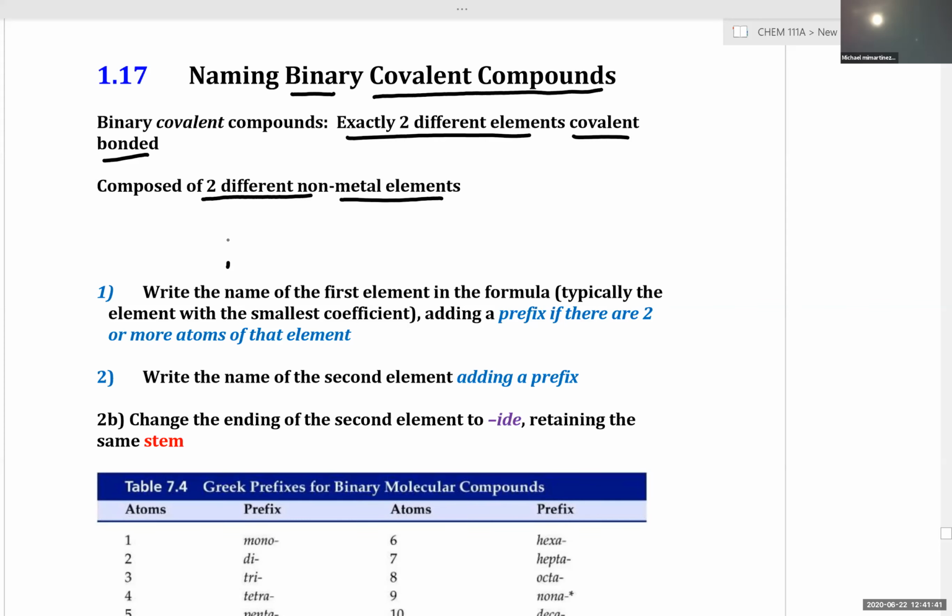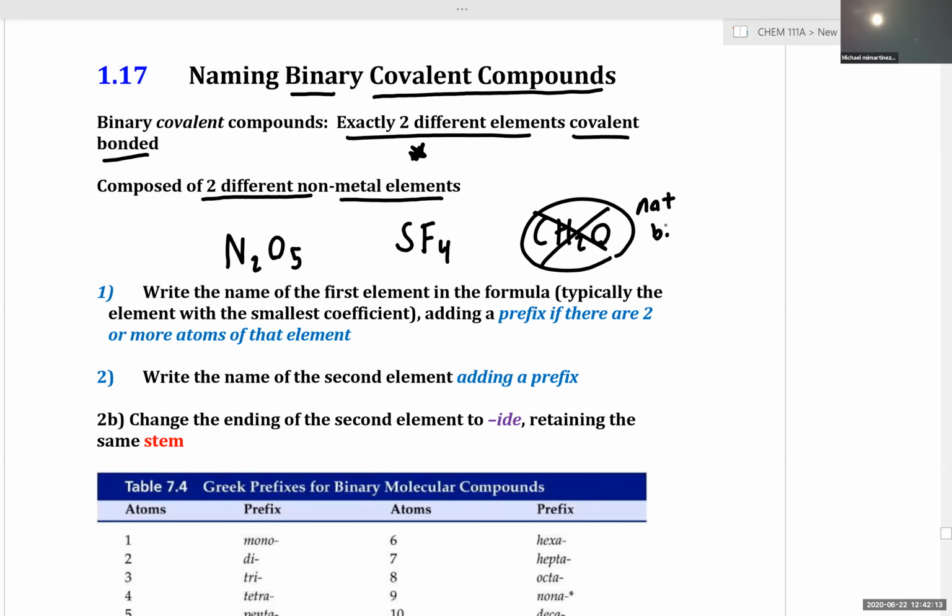So for example, N2O5, SF4, etc. So we have two or more nonmetals covalently bonded together. Now, for binary compounds, we're a little more constrained. We have to have exactly two different elements, no more, no less. So for example, CH2O would not be binary. This is not a binary covalent compound because it has three different elements.